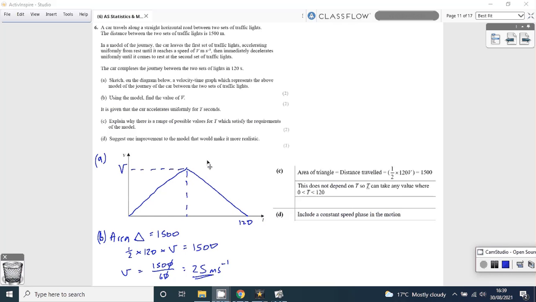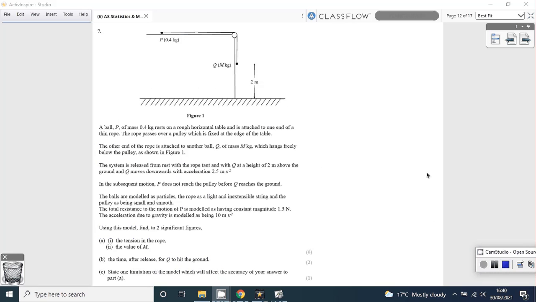Now for part D, suggest one improvement to be made to the model that will make it more realistic. Well, they've suggested we include a constant speed phase in the motion. So rather than accelerating and then instantaneously decelerating, we have a little period of time where it plateaus at the top and is flat. Question 7.